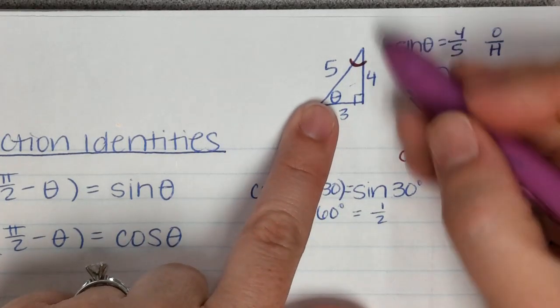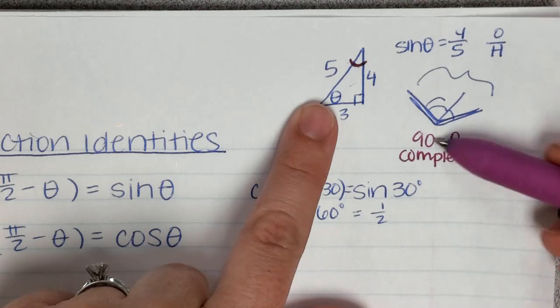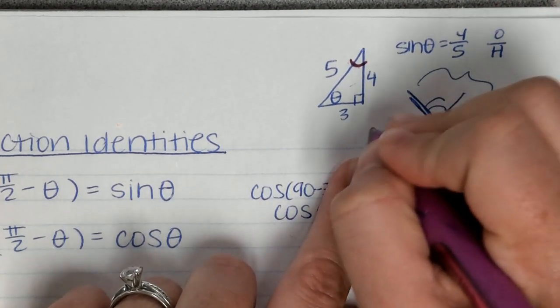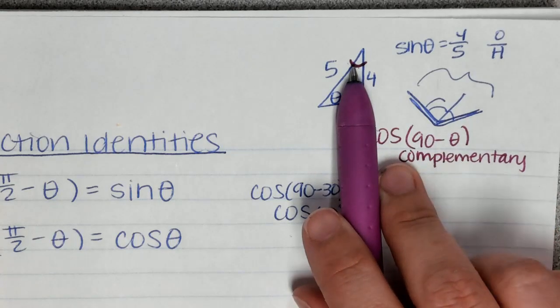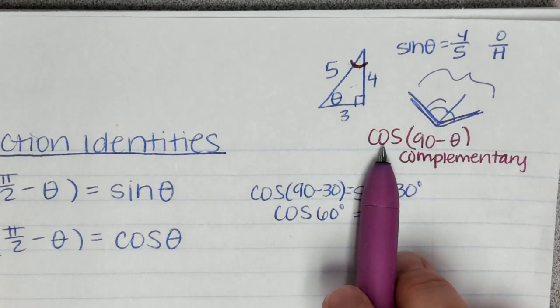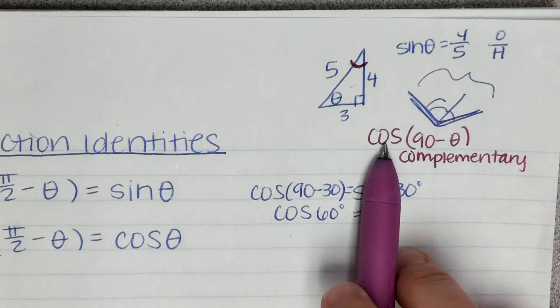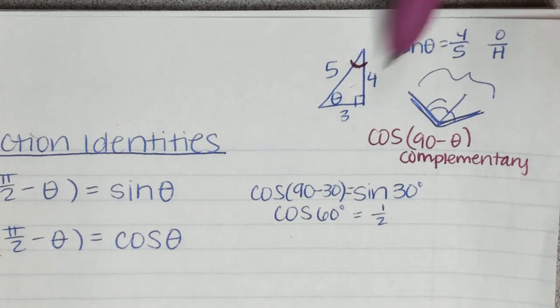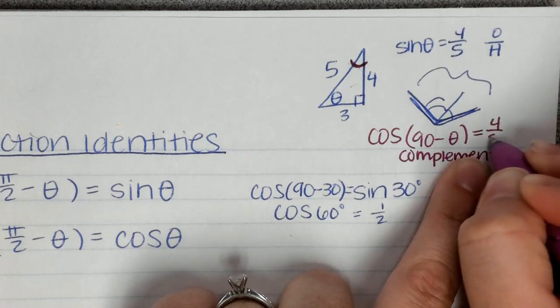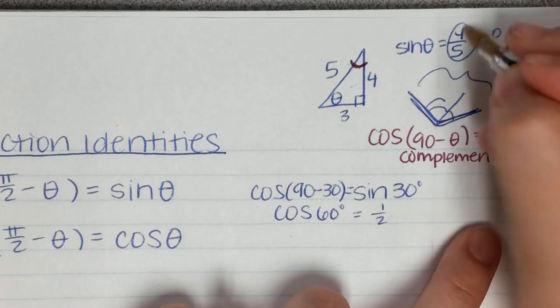Now, let's talk about this one up here, and let's call it 90 minus theta. Can you tell me what is the cosine of that angle up here? You should be thinking SOHCAHTOA. Cosine is adjacent over hypotenuse. We're finding the cosine of this angle up here. So adjacent would be 4 over 5. And what you will notice is that these are the same.